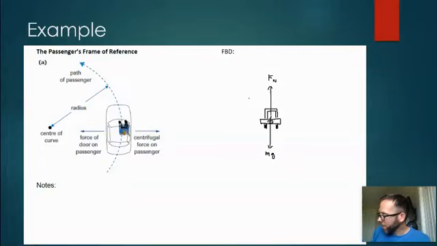So for the passenger, they have gravity and the normal force from the floor. But let's think about this. The passenger in the car doesn't experience themselves flying through the driver's side window or through their passenger side window. They're just in their car seat. They're not moving in their car seat. So from their perspective, the net force on them must be 0.